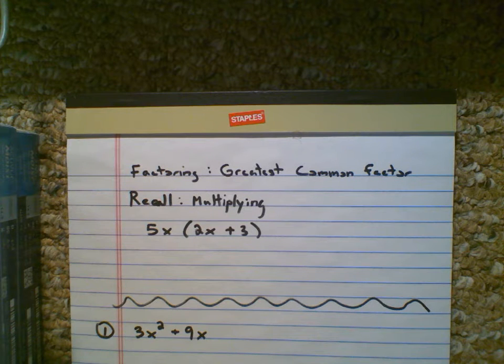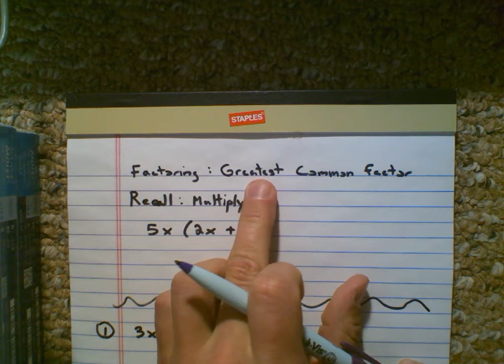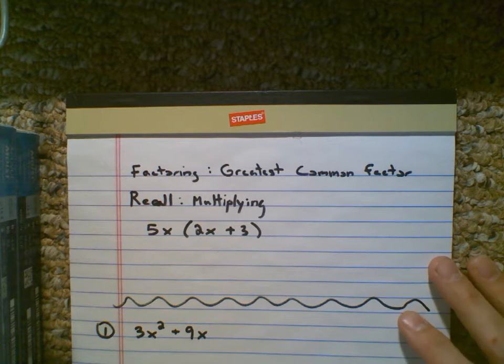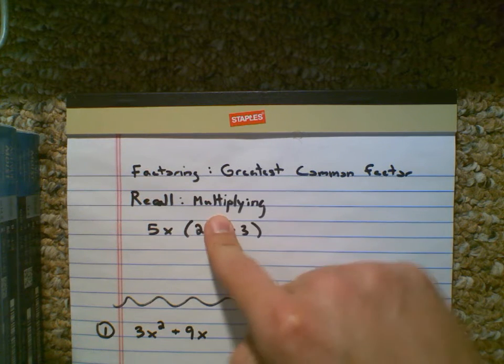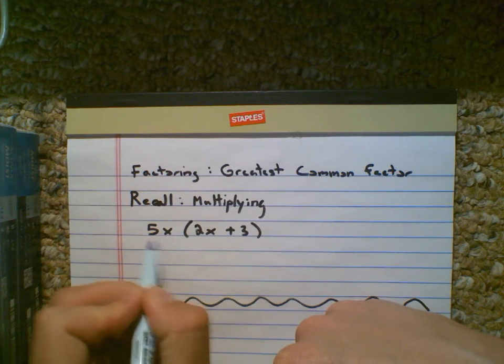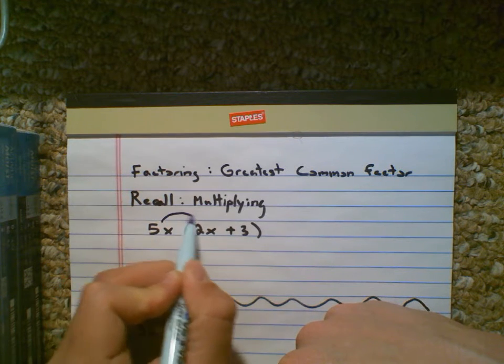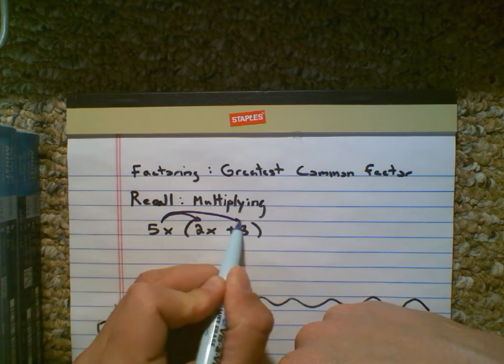In this video, we're going to talk about factoring, specifically the technique of factoring out the greatest common factor. Now, before we jump into that, we need to recall multiplying. So let's say I had 5x and I multiplied it by 2x plus 3. Remember that we distribute into the parentheses.